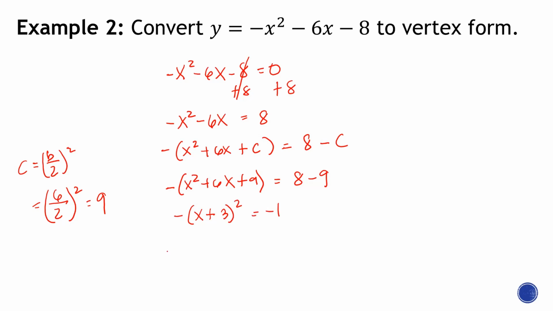And again, I'm going to move that negative 1 to the left side. So now the vertex form is y equals negative x plus 3 squared plus 1.